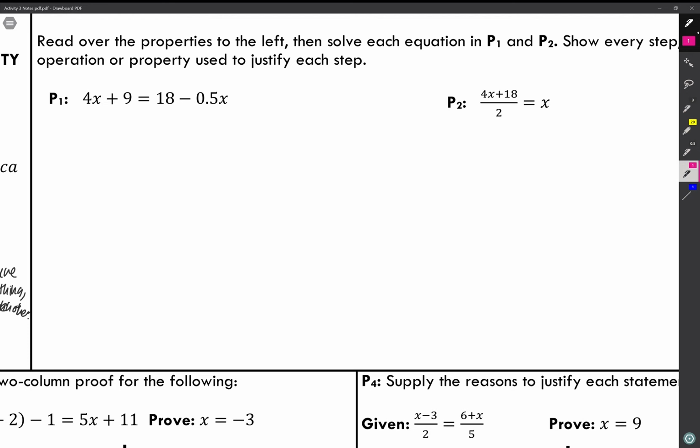First thing I'm going to do is I'm going to add 0.5x to both sides.